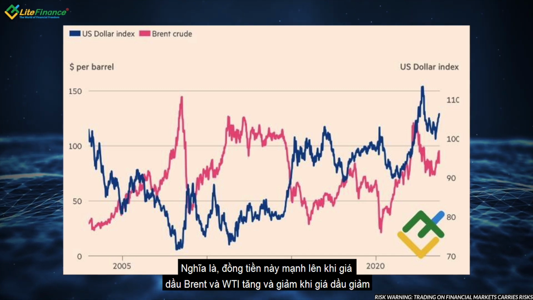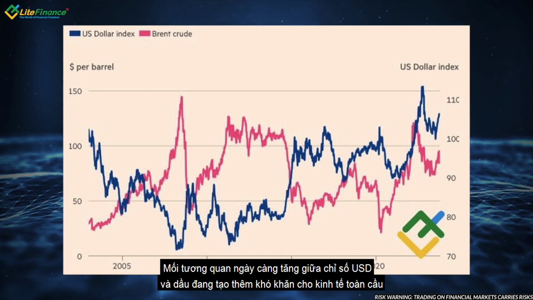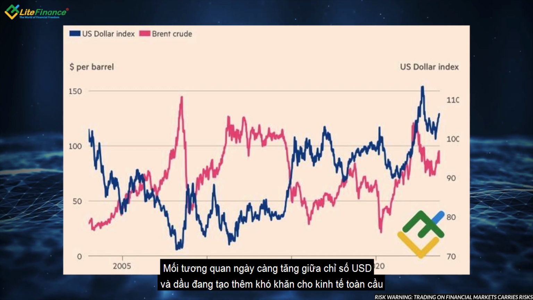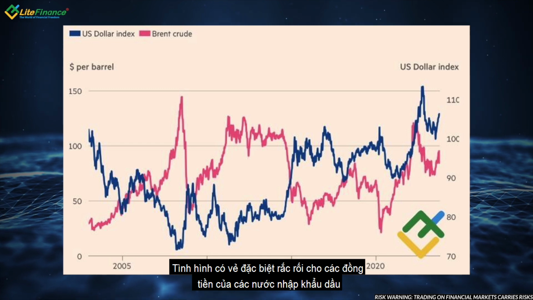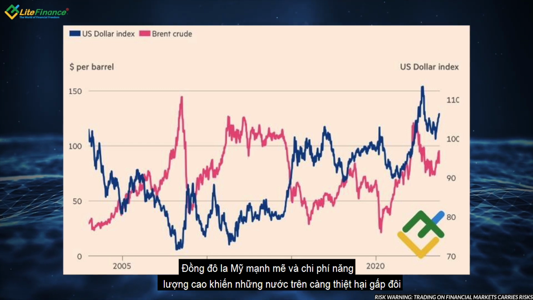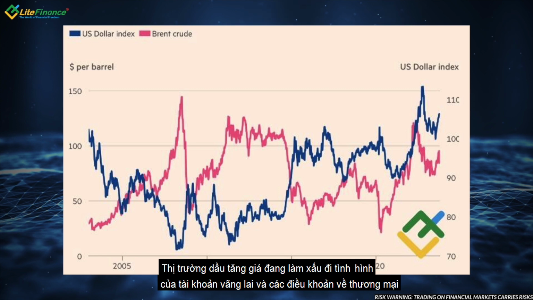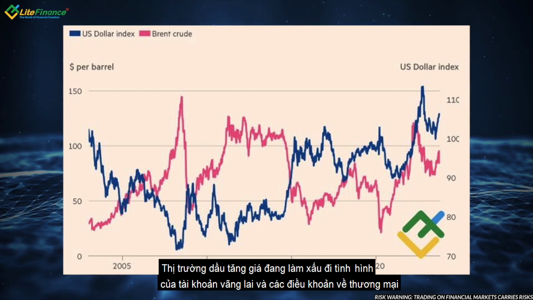The growing correlation between the USD index and oil creates additional difficulties for the global economy. The situation looks especially problematic for the currencies of oil-importing countries. A bullish oil market is worsening the current account and terms of trade. So it is not surprising that the IMF in its latest review raises its forecast for US GDP growth and downgraded the estimate for its European counterpart.